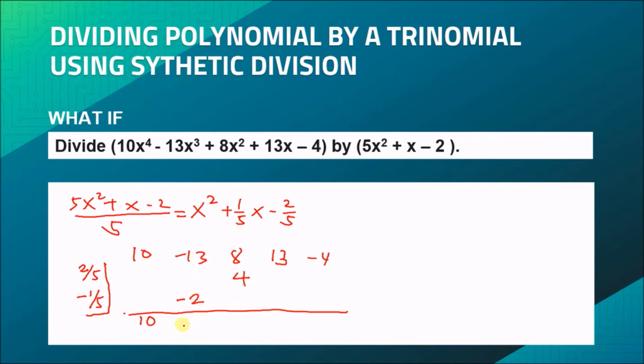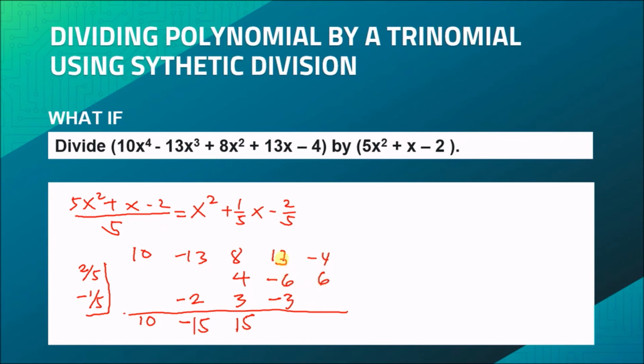Let's add, it becomes negative 15. Again, this negative 15, multiply it again by negative 1/5, it gives you positive 3. Negative 15 again, multiply it by 2/5, it gives you negative 6. Back to the previous column, we add 8 plus 4 plus 3, and you have 15. 15 times negative 1/5, that is negative 3. And then 15 times 2/5, that is positive 6.